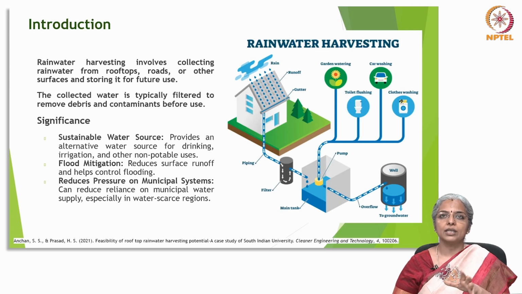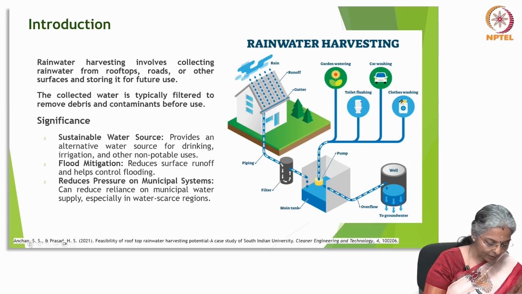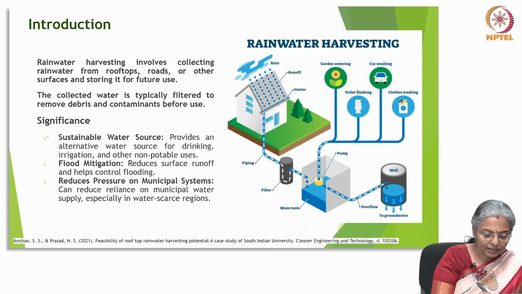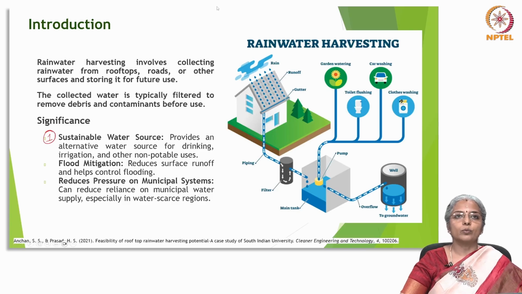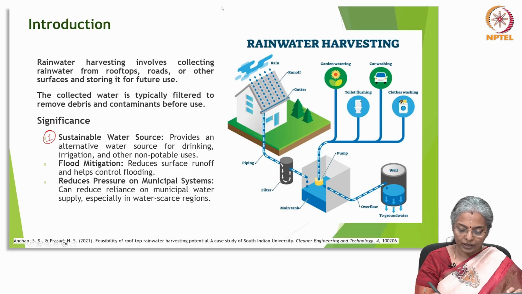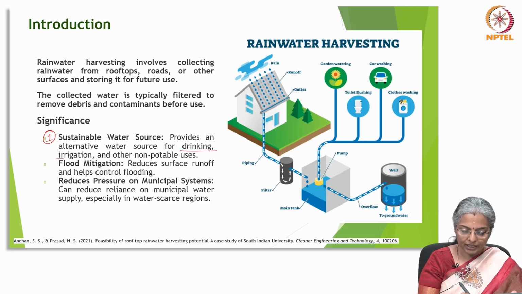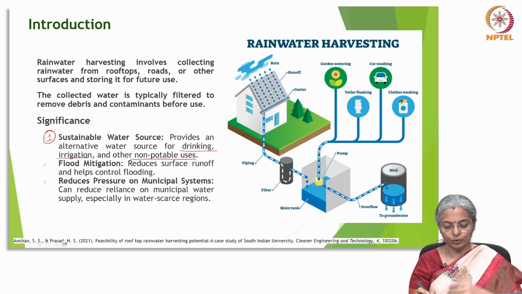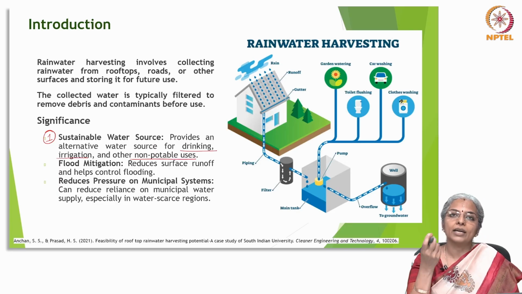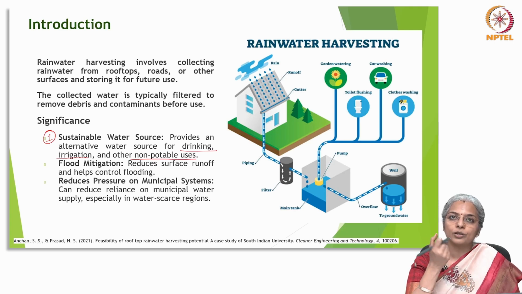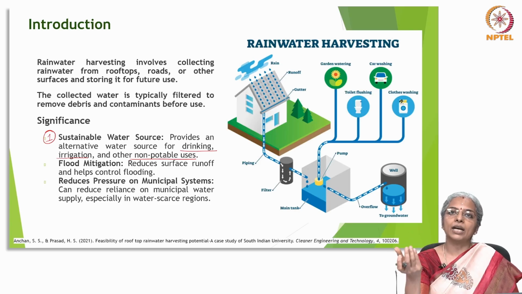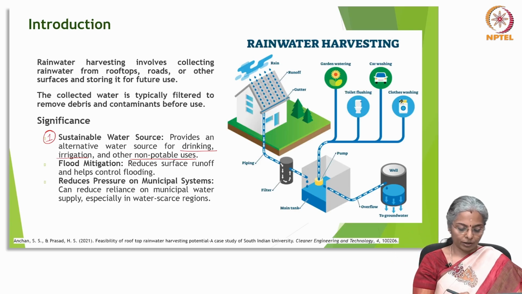After doing all this, what is the benefit of rainwater harvesting? Why should we even do it? First is that rainwater is a sustainable water source. What does that mean? It provides us with an alternative water source for drinking, irrigation and other non-potable uses. So, we are not relying only on the municipal water supply for our water use requirement, but we also have an alternate source which is the rainwater.